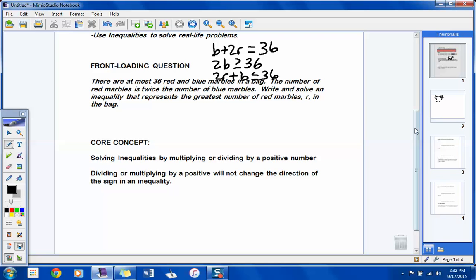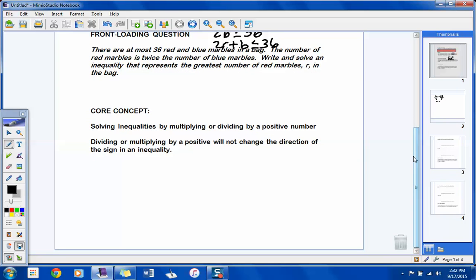Guys, today our core concept is to look at solving inequalities by multiplying and dividing. And the first core concept I want to hit here is solving inequalities by multiplying or dividing by what type of number here, kids? Positive number. All right. So here's what I want to tell you.